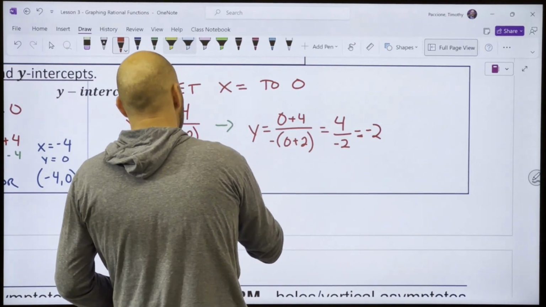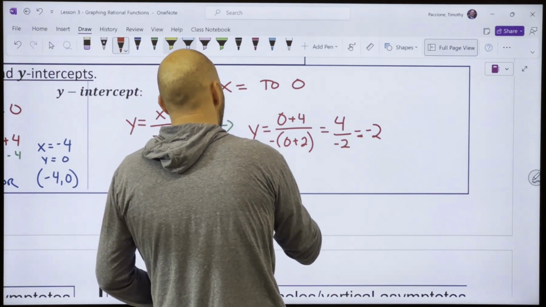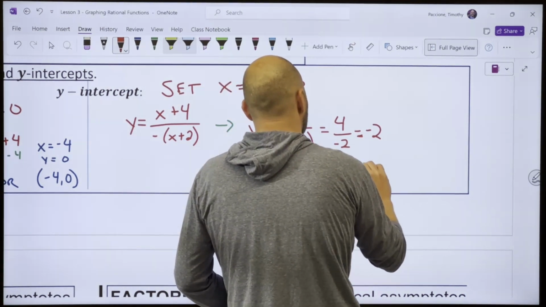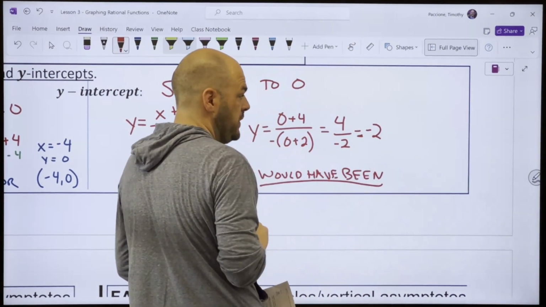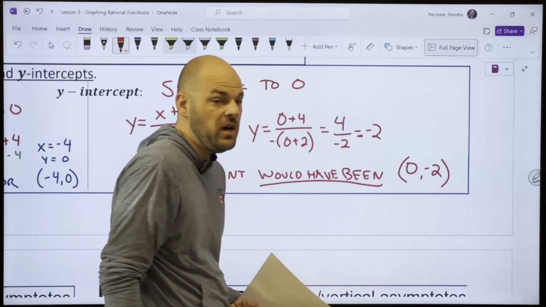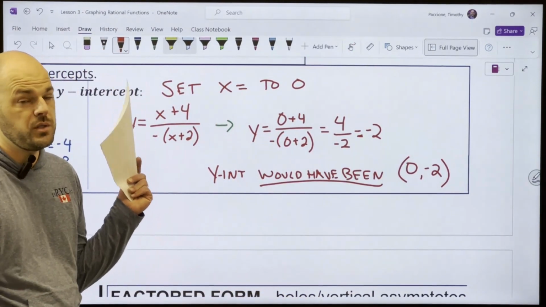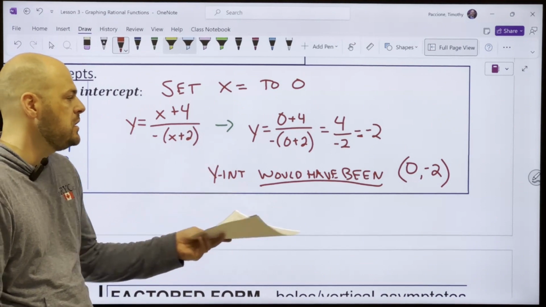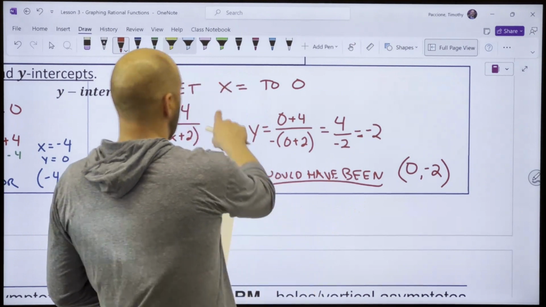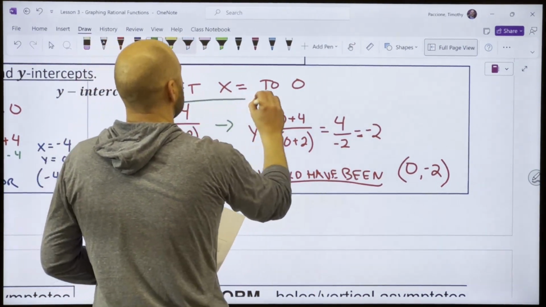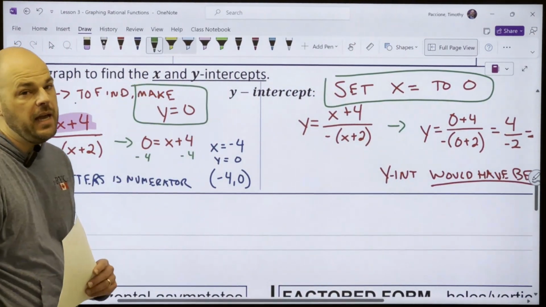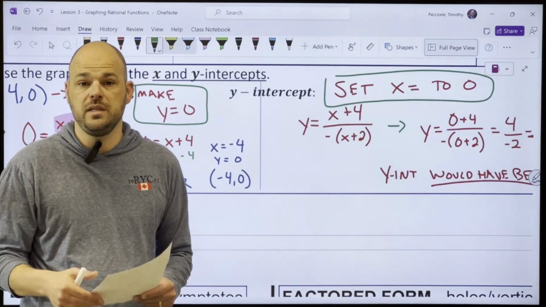So the y-intercept would have been 0, negative 2. However, we did find that we had a hole there earlier. That's why you want to find your holes first. So that way you know when you find this, oh, I actually don't have a point there. I had a hole there, okay? But that's your process of finding your y-intercept. So you're going to set x equals 0 for the y-intercept, and you're going to set y equals 0 for the x-intercept, right? Those are your other two pieces, okay?